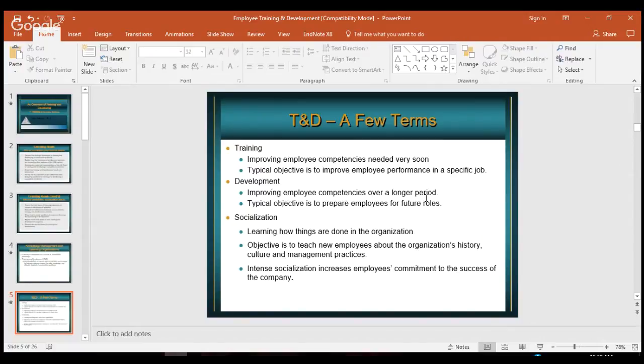In a manufacturing setting, for example, maybe it's to operate a machine. If you are in a call center, maybe it's to manage a call more effectively in a timely basis. If you're in the airline industry, it's about safety. You need to go out there and ensure maximum safety. On the other hand, development is about improving employee competencies over a longer period of time. So pursuing your graduate degrees, your undergraduate even, and it could be a strategy within the organization.